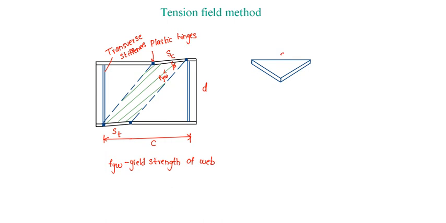Then considering a strip in which this is Sc, when this is phi, this component will be Sc into sin phi, and the thickness of this will be thickness of the web, since in this direction fyw, yield strength of web, in which this is tension field stress at yield, and this is the yield zone.